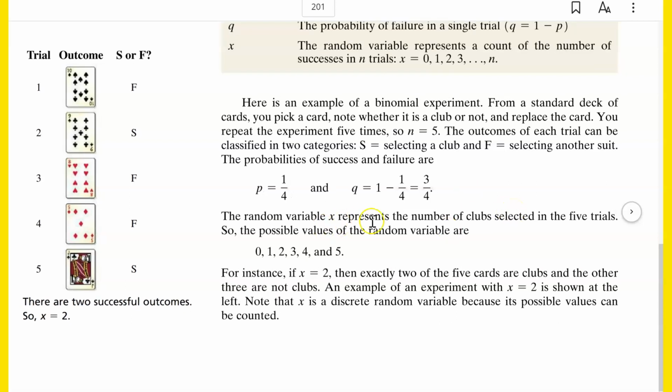All right, and the random variable X represents the number of clubs you select. So it could be 0 clubs, it could be 1 club, 2, 3, 4, or all the way to 5 clubs. So for instance, if X equals 2, then exactly 2 of the 5 cards are clubs and the other 3 are not clubs. So here's an example of that over here where you've got 2 cards in the 5 that are clubs and the other 3 are not. Okay. Moving to the next page.